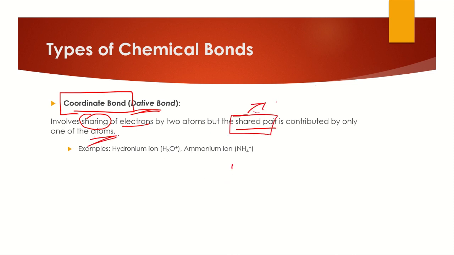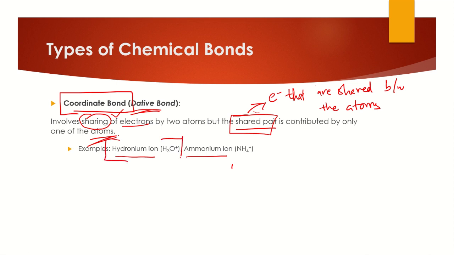So what does shared pair of electron mean? It is the electrons that are shared between the atoms. So in coordinate bond, the shared pair of electron is contributed by only one atom. That type of bond is called coordinate bond. The examples we have here are hydronium ion and ammonium ion.